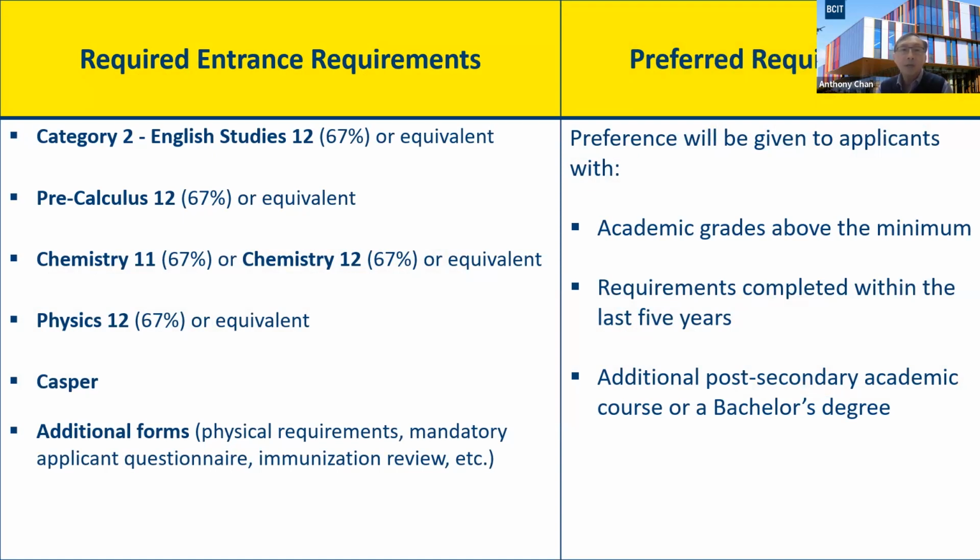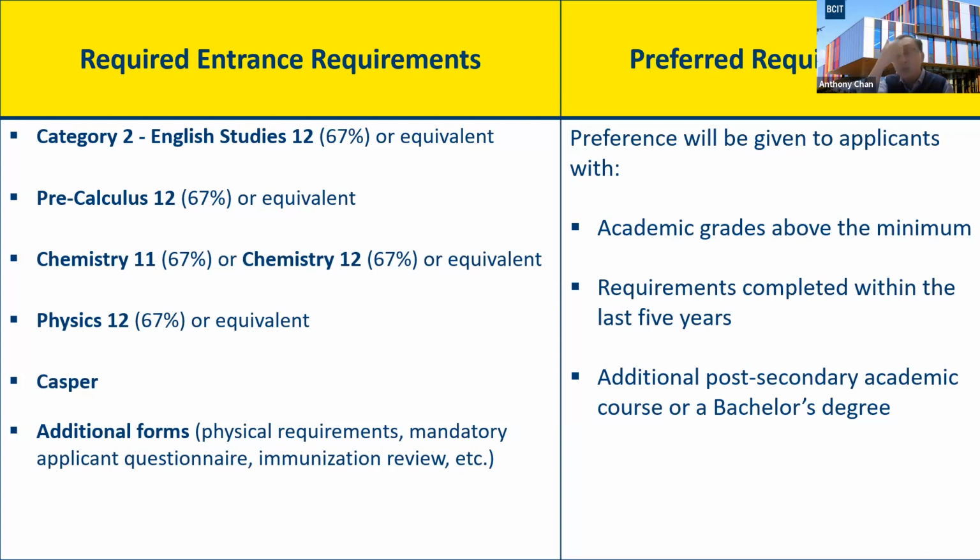So I already talked about the entrance requirements. English 12, pure calculus or math 12, chemistry 11, and physics 12. Those are the academic minimum requirements. And you need to do CAPSPER, which is an online scenario-based test, basically to check how you react in different types of circumstances and scenarios. You shouldn't be worried about this, because most of our students have no problem going through that. And then you need to fill out a physical requirement form, some questionnaire, and let us know what you have been immunized for.